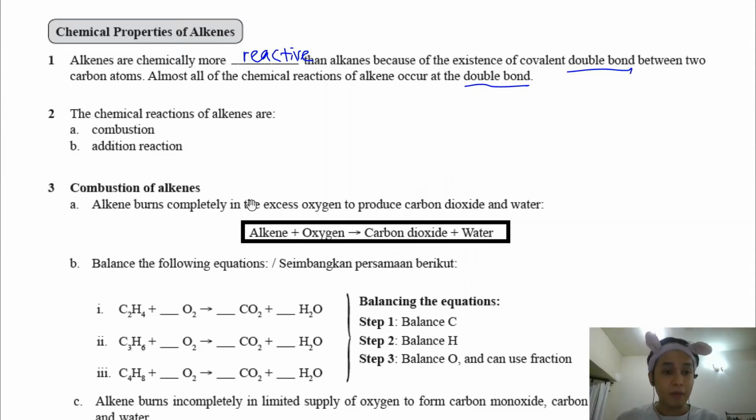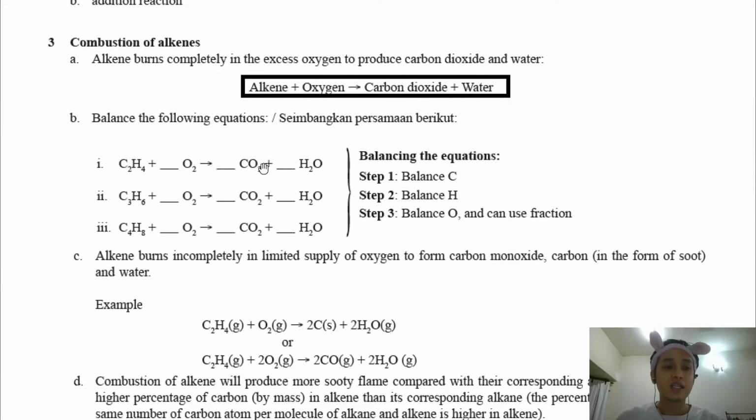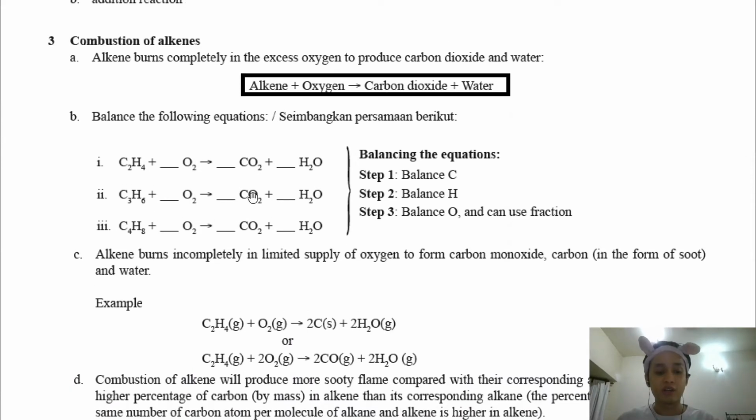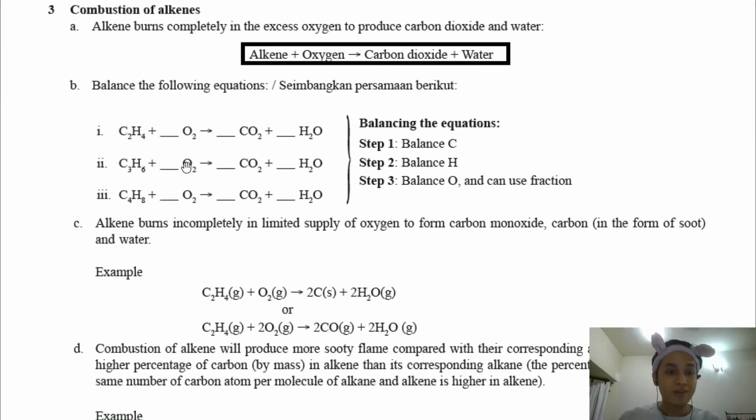Now remember that combustion means that you take the hydrocarbon and then you burn it in oxygen. So the product is the same. You still get carbon dioxide and water. And then remember, when you balance the reaction, you always balance carbon first, hydrogen next, and last you balance the oxygen. And for combustion reactions, we can use fractions when we balance the oxygen.